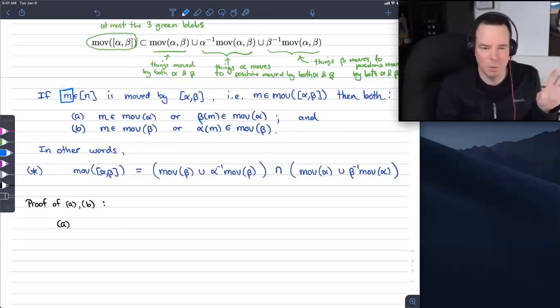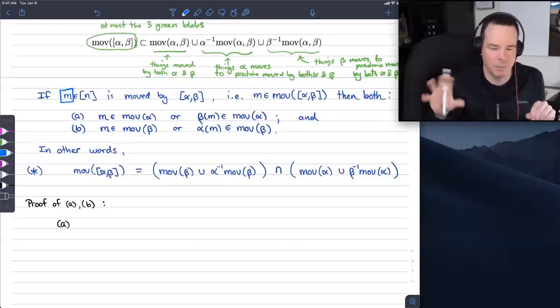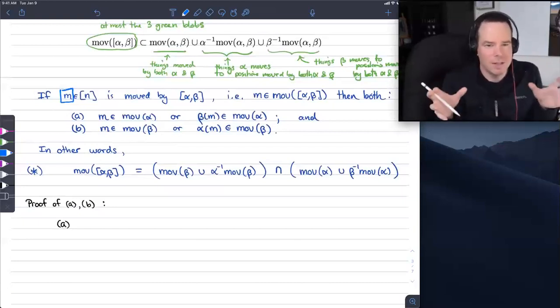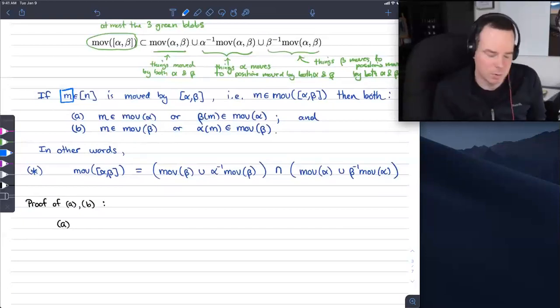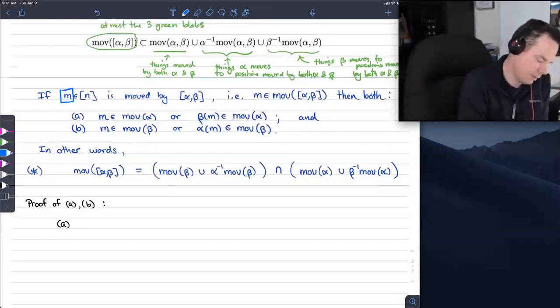You couldn't have just been moved by alpha and not beta, because you would have just rocked back and forth. Or you couldn't have just been moved by beta and not alpha, because you would have just rocked back and forth and ended back where you restarted. So somehow you had to get caught up in a mix of both the alpha and the beta moves. And this is precisely what this is saying.